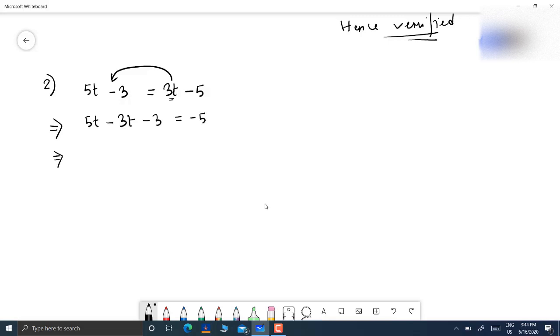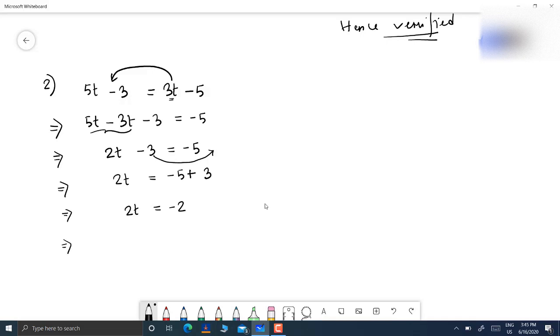So I can write here 5t minus 3t. The result will come as 2t. Am I right? Then minus 3 is there, and then minus 5. So after this, 2t minus 3 is equal to minus 5. When this is shifted to the opposite side, initially it was carrying a negative sign. Minus 3 was there. When it is shifted to the opposite side, it will come as plus 3. And I get the result to be 2t is equal to minus 2.